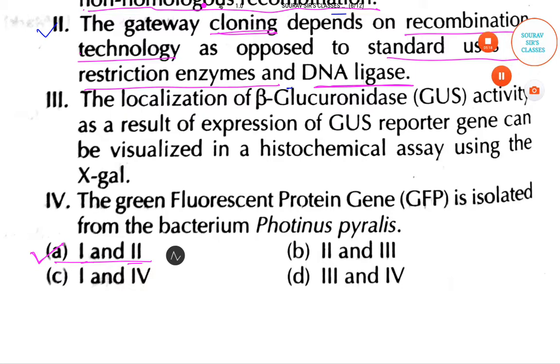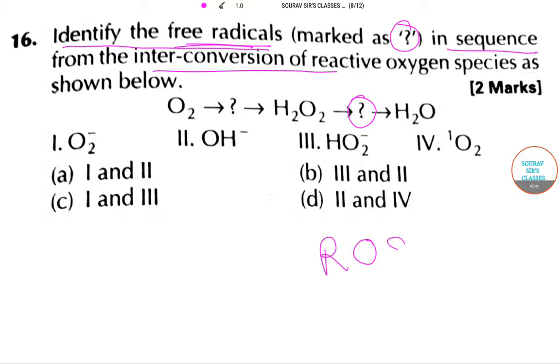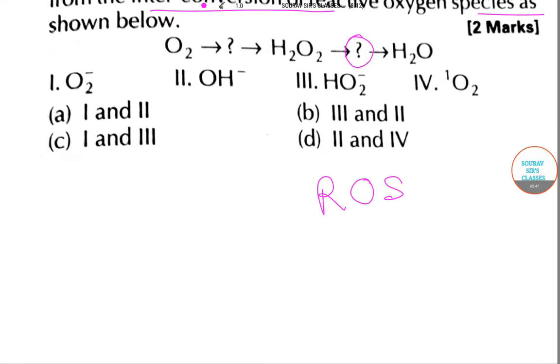Now moving to the next question. This one is really easy. It is about free radicals. We have to identify the free radicals marked as question. Here it is: a sequence from the interconversion of reactive oxygen species, also called ROS, as shown below. So this is our sequence.